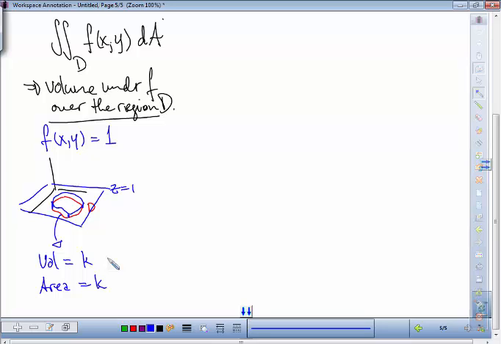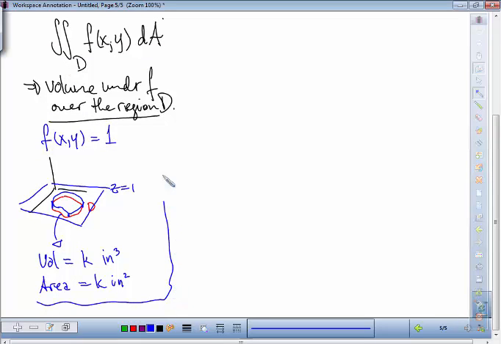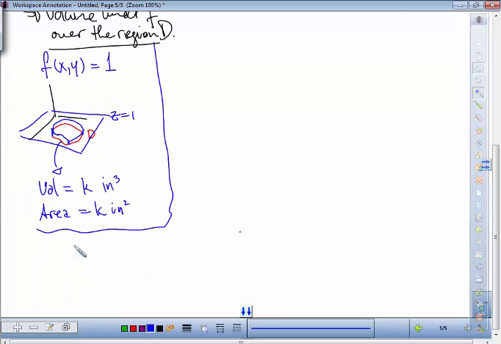Now the only difference is, if you were in physics, your units would just be different. But the numerical value of the volume that we just found is numerically equal to the area. So this double integral, if you put 1 in there, is really just looking for that area. So let's see if that was convincing. Based on what we just said, we can rewrite our double integral over D. If you have a 1 in there, dA, this is equal to the area of D.